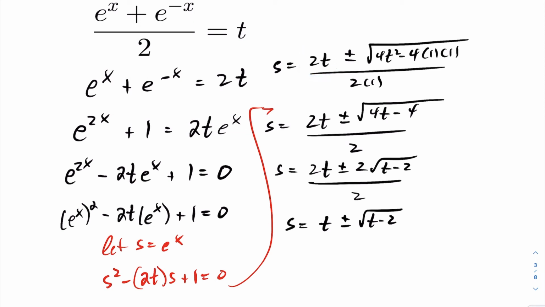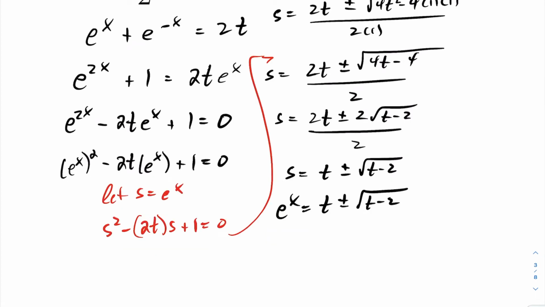or minus. Again, my b value was 2t, so squaring that you get 4t squared minus 4ac. Factoring out the 4 and then taking the square root of that gives us our 2, and then simplifying you get t plus or minus the square root of t minus 2. Now again, that's not our answer here. We had let s equal e to the x, so now we have e to the x is going to equal t plus or minus the root of t minus 2.